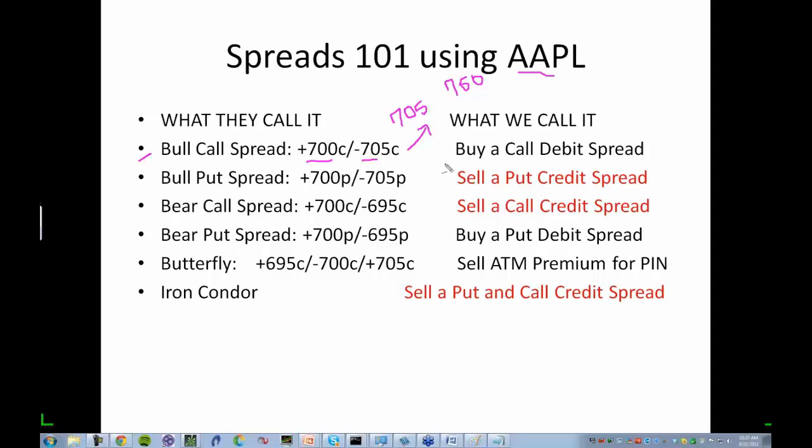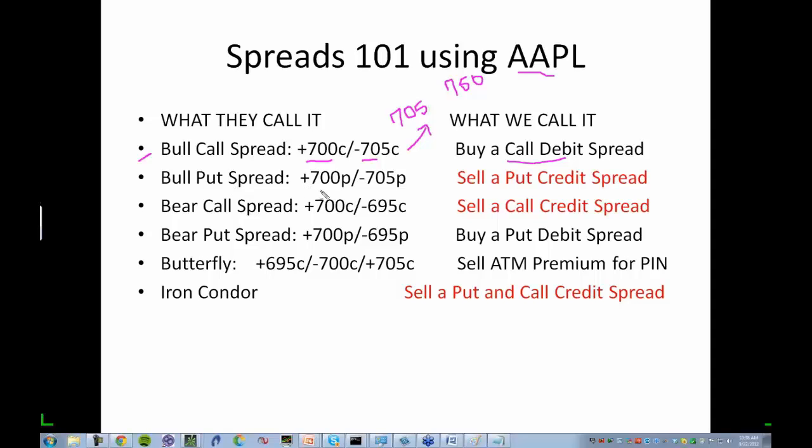So that's just what we call it: we're just going to buy a call debit spread. Okay. Now there's also a bull put spread, which to me is the worst name ever. If you're just listening to what a bull put spread is, I just think that's probably the most confusing name on the planet.